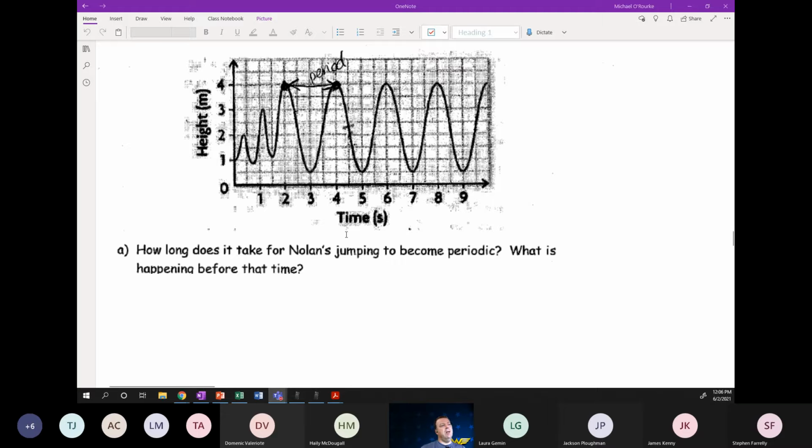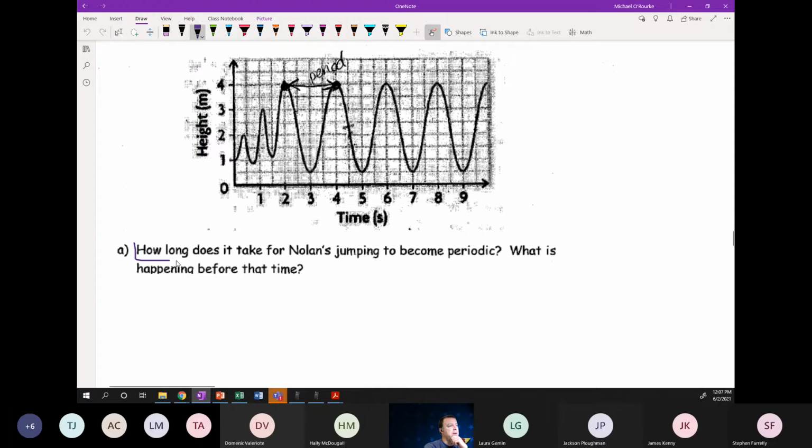Can you tell me that answer? How long does it take Nolan jumping until it becomes a periodic graph? Two seconds. Perfect. Okay. So the answer for that is 2 seconds.